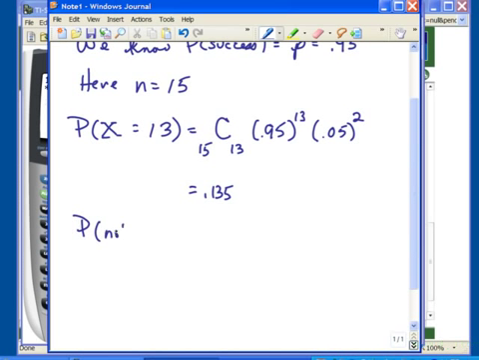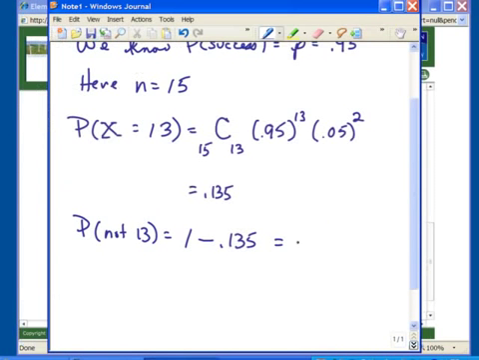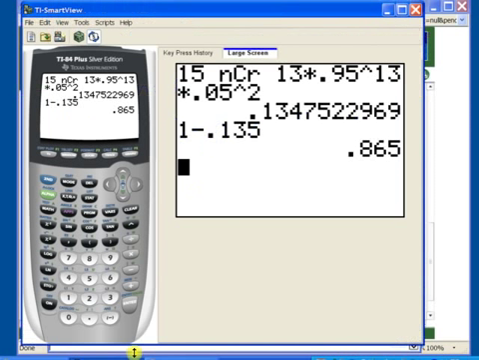Now, to find the probability that X is not 13, think of what we have to do. We have to compute the complement of the event that we just found. So that's 1 minus 0.135. So let's go ahead and compute that now. 1 minus 0.135. And so that's going to be 0.865. So that means the probability that we don't get 13 that recognizes the brand name McDonald's is going to be about 86.5%.